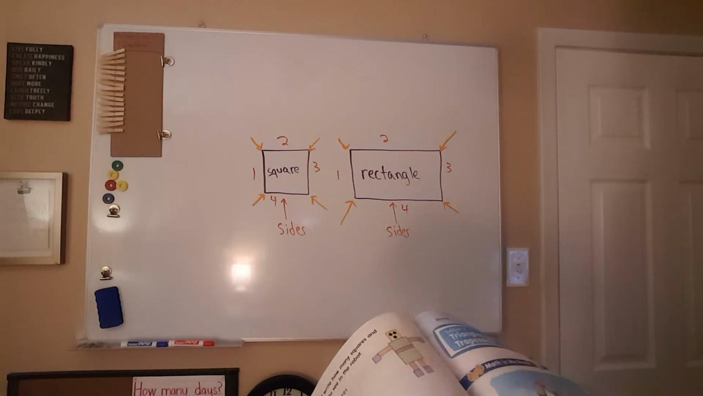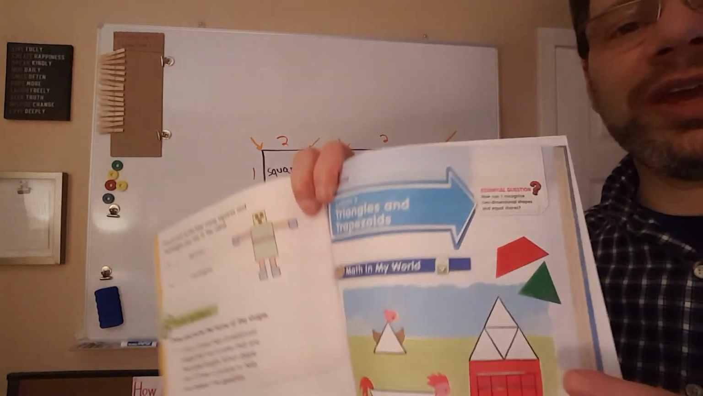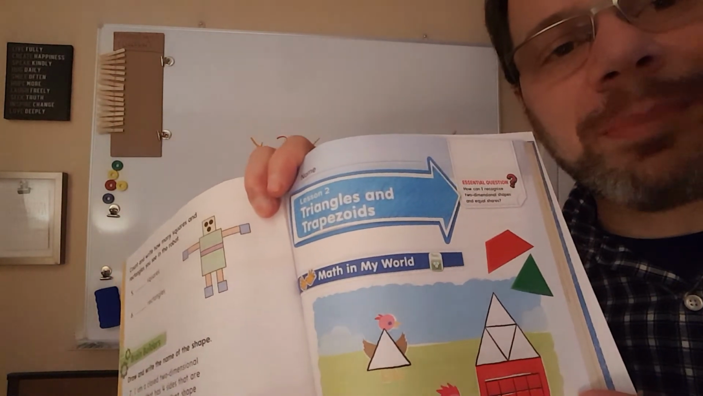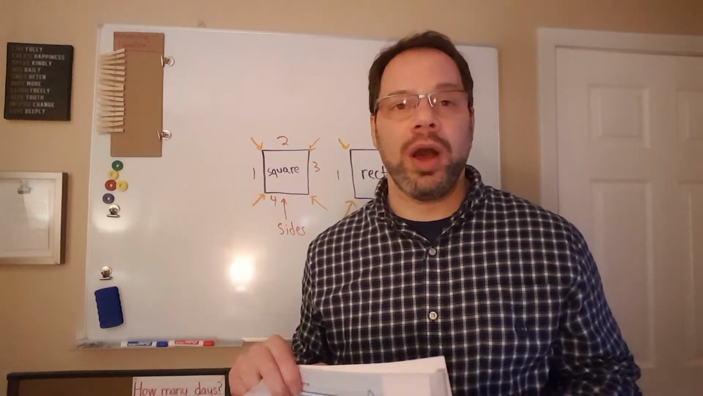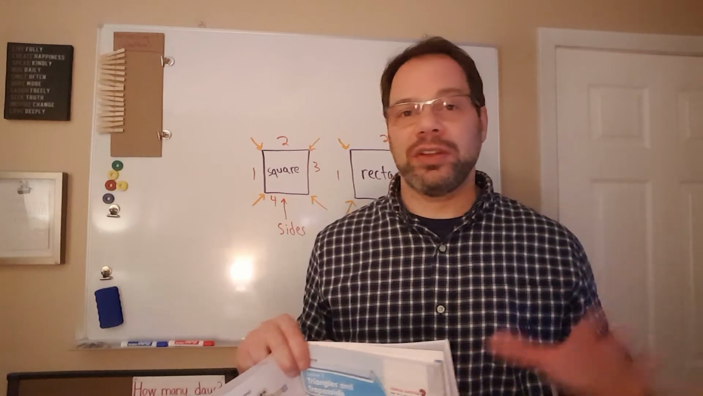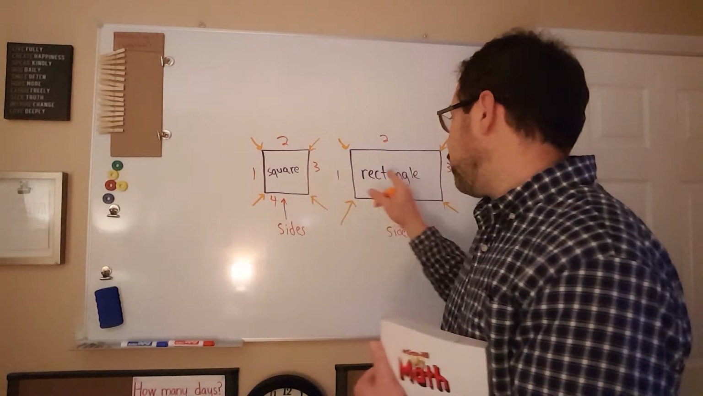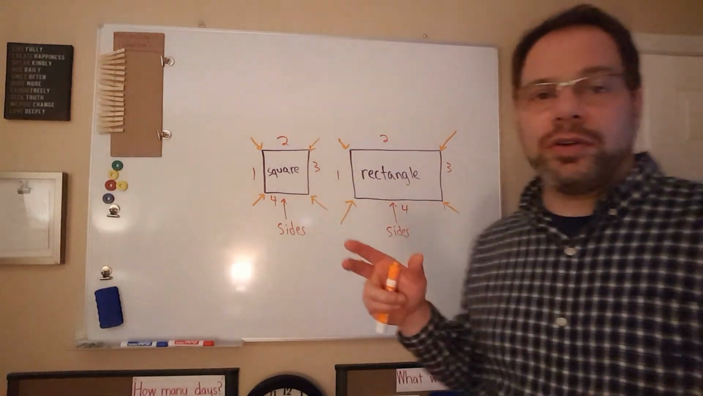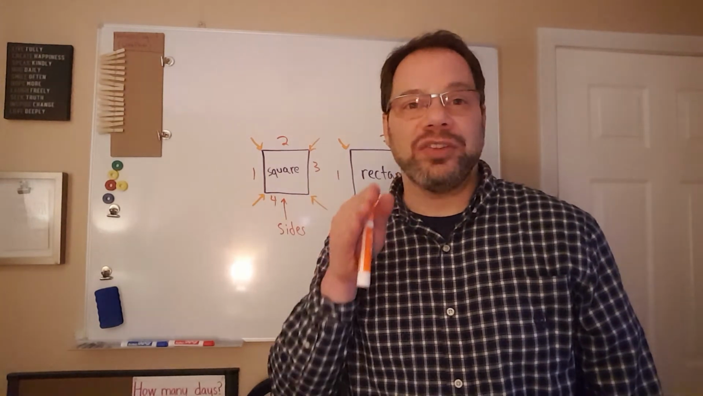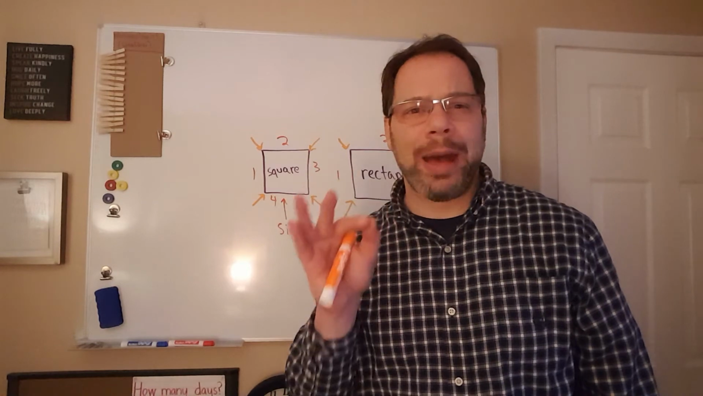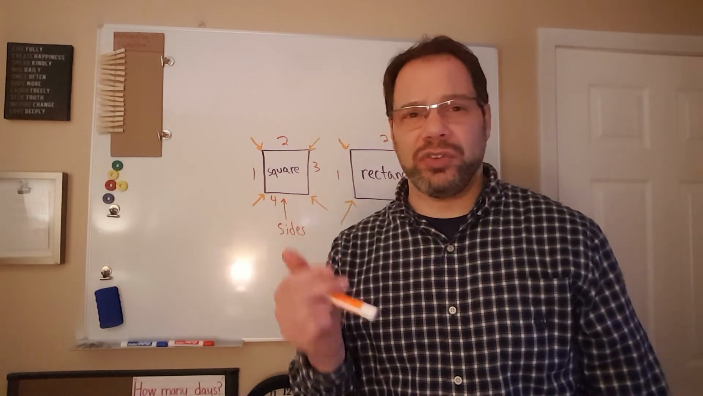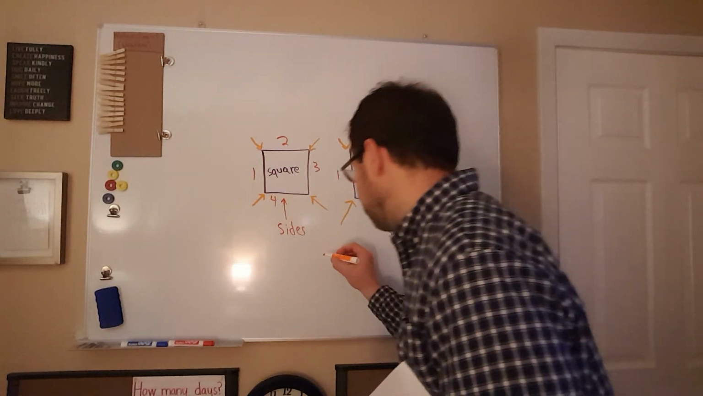And that's about that. The next thing we're going to be getting into is triangles and trapezoids. I am not going to cover triangles and trapezoids right now. I want to get some more practice with squares and rectangles for today, and tomorrow we'll get into triangles and trapezoids. We know what triangles are, right? We know a triangle is like this.